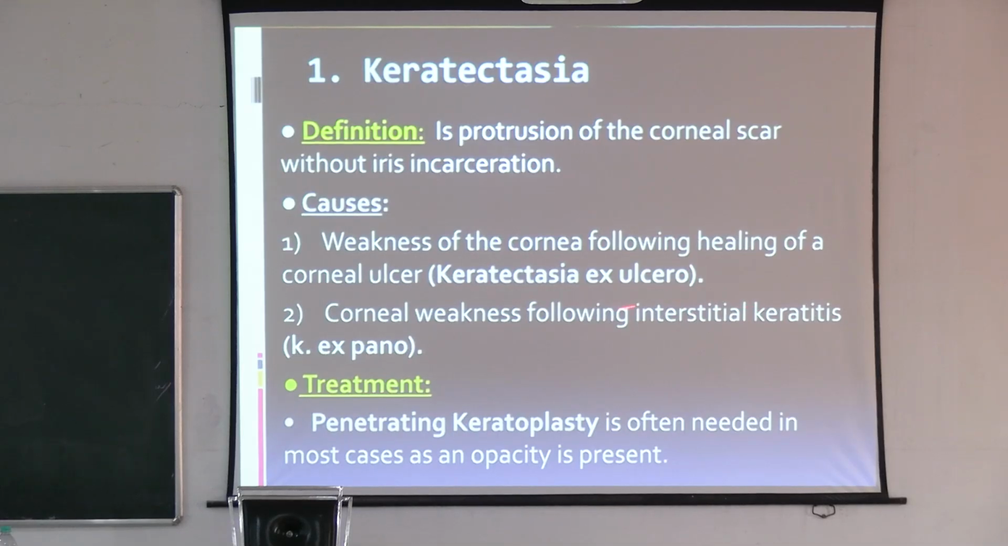Corneal weakness can also be due to interstitial keratitis. So first is weakness of the corneal scar after healing of a corneal ulcer, and second is corneal weakness due to interstitial keratitis. Interstitial keratitis affects the deeper layers of the cornea. There is no medical treatment for keratectasia; if keratectasia occurs, we replace this tissue with donor cornea, that is called keratoplasty, implantation of the cornea.